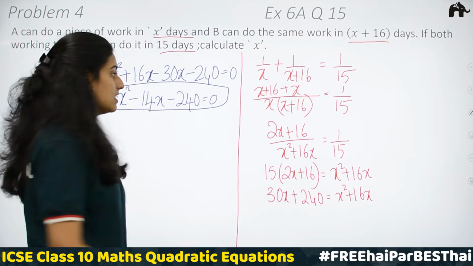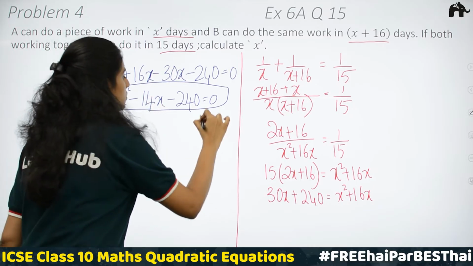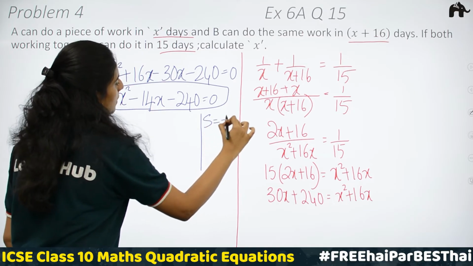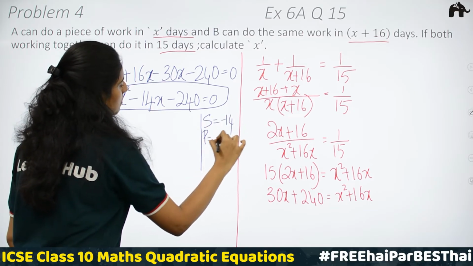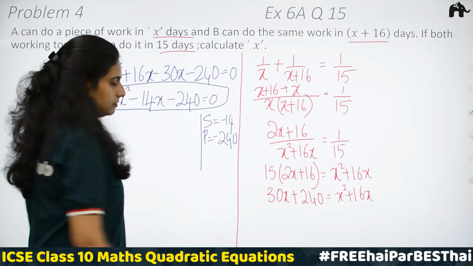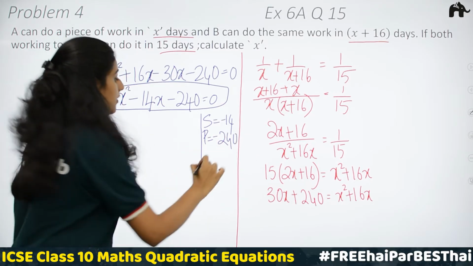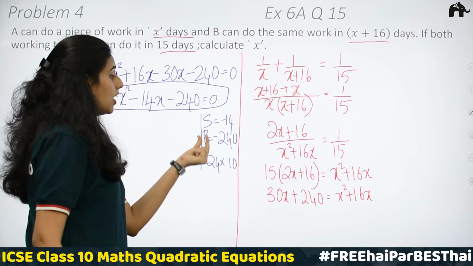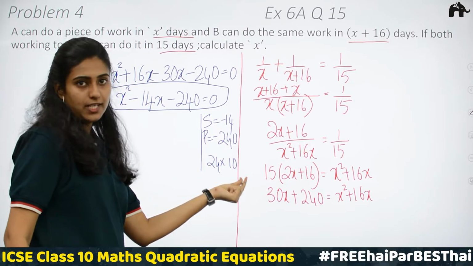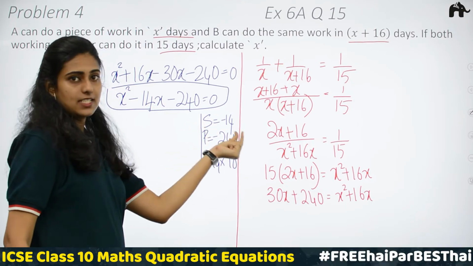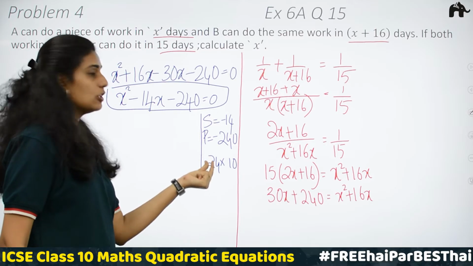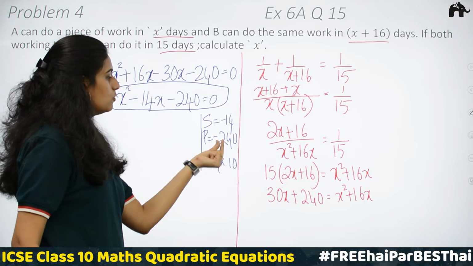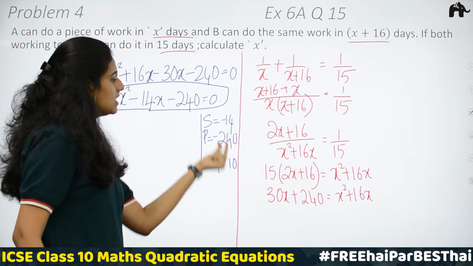We can factorize this to get the value of x. We have to choose two numbers in order to factorize this. The sum of the numbers should be minus 14 and product should be minus 240. To get 240, 24 into 10 is 240. Product is negative. One number should be negative. Now check the sum. Sum is negative, which means the greater number from these should be negative. Minus 24 into 10 is minus 240. Minus 24 plus 10 is minus 14.